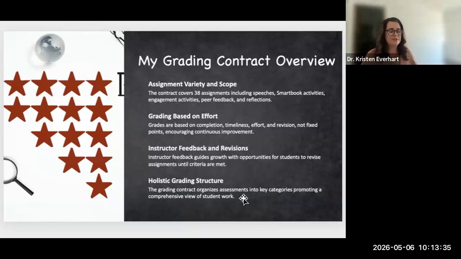And then a holistic grading structure. I'll show you how I've built a narrative-based grading structure using emojis instead of all the individual points that I used to have on my rubrics.